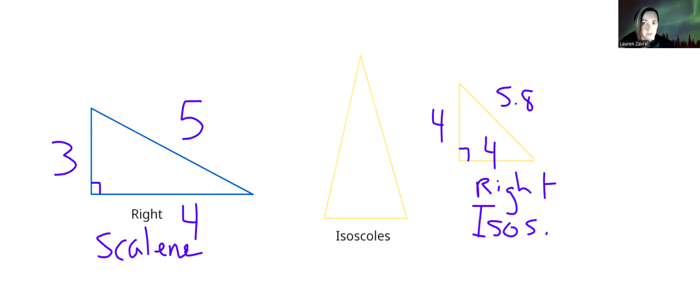Now, a right triangle cannot be an equilateral triangle because of its 90-degree angle. You can't have a 90-degree angle in an equilateral triangle because then the sides won't be the same length, and I'll show you more about that later. But for now, you've got a couple terms to remember. You have equilateral, scalene, right, and isosceles.